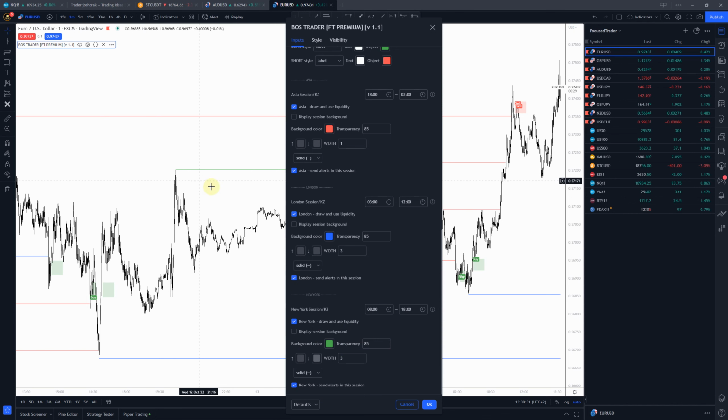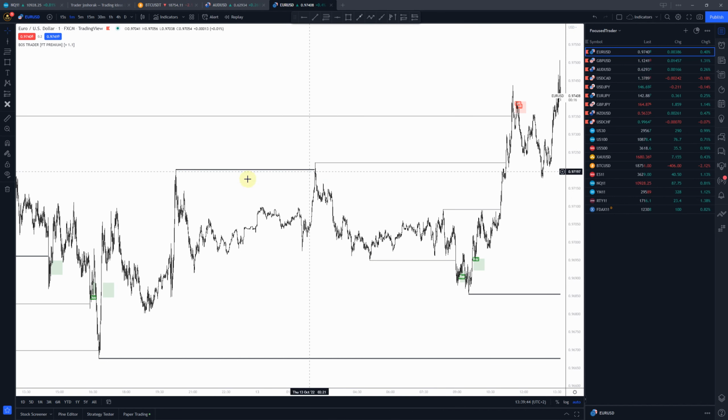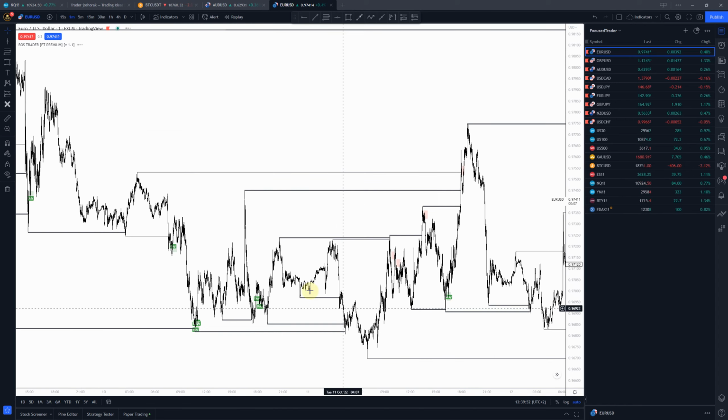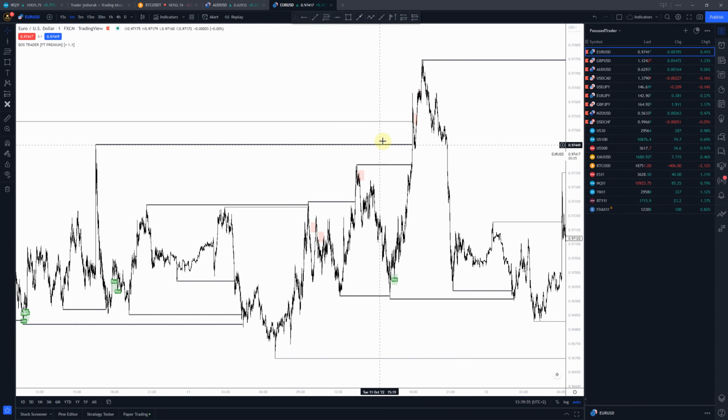So I will have all the lines set to gray, and London and New York, which are more volume heavy sessions, I will have them with a higher width of that line. You see, the Asia is a very thin line, and the New York and London is a very thick line. So you could see basically the importance of the liquidity. You see there's high volume liquidity there.